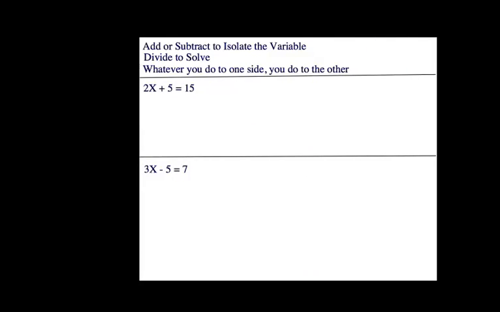So on this page, I have 2 more examples for you, along with the notes reminding you to add or subtract to isolate the variable, then divide to solve for your unknown. Always remembering whatever you do to one side, make sure you do to the other. Write both of these problems in your math notebook, solve them on your own, and unpause the video when you are finished.